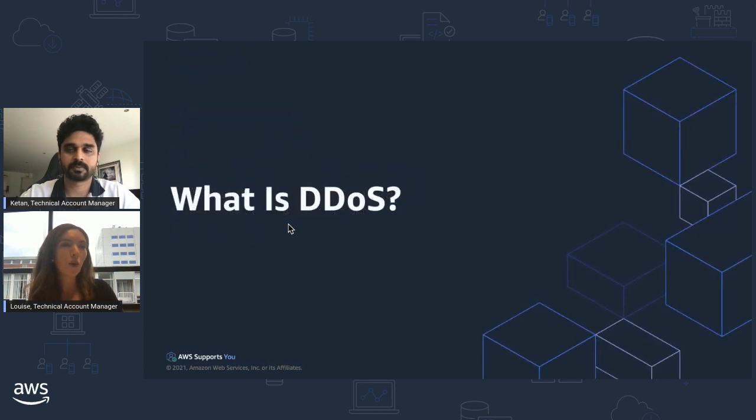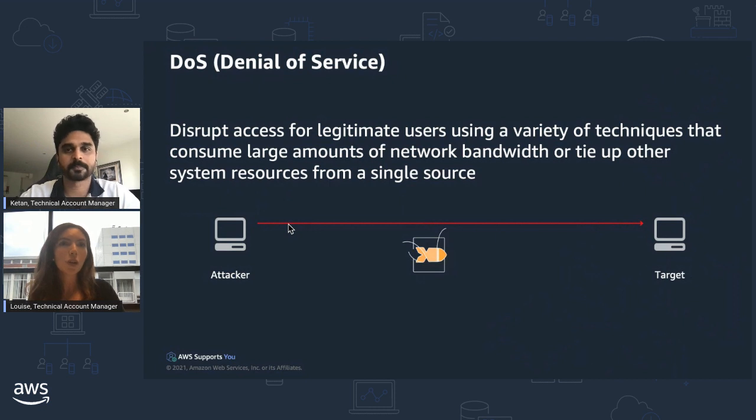So getting started, what is DDoS? Firstly, we're going to have to start with what is DoS, so denial of service. This is a deliberate and malicious attempt to make your website or application unavailable to users by flooding it with network traffic. To achieve this, attackers would use a variety of different techniques that consume large amounts of network bandwidth, or tie up system resources, and this will disrupt access for legitimate users. In its simplest form, as you can see here in the diagram, there's one attacker, the computer on the left, and it uses a single source to execute a DoS attack against the target.